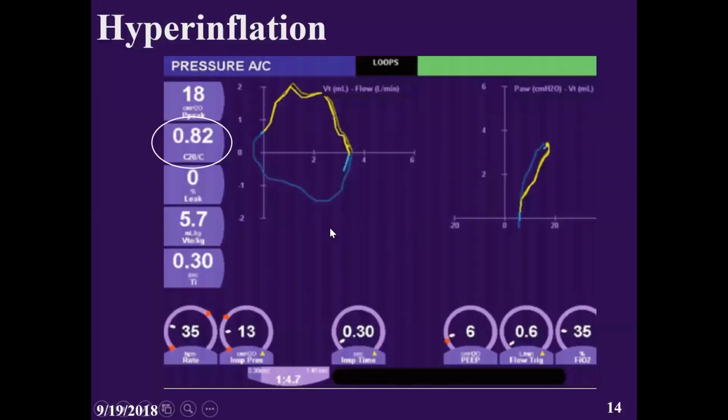Okay, this is hyperinflation. It's easy to know because the C20 over C is 0.8, and remember, we said it should be less than 0.5. You can also see that inflow is more than outflow, which means we have overinflation. This is the independent values, this is the dependent values, and this is the volume pressure loop. Clear?